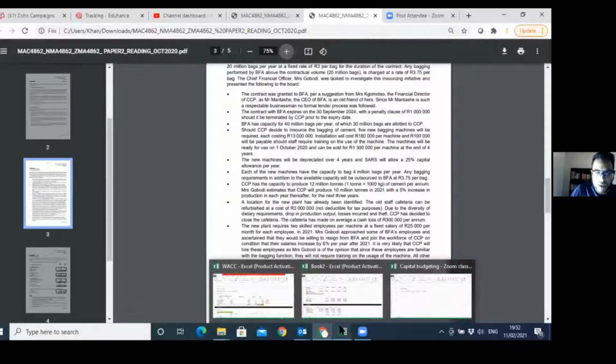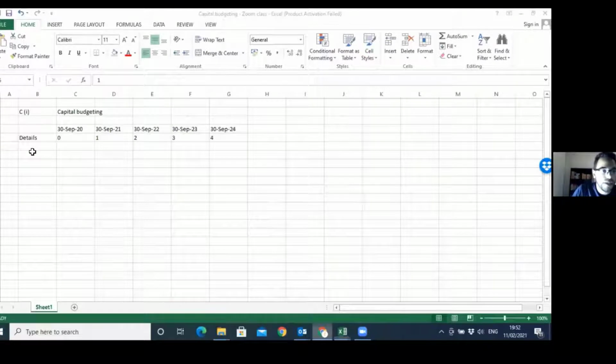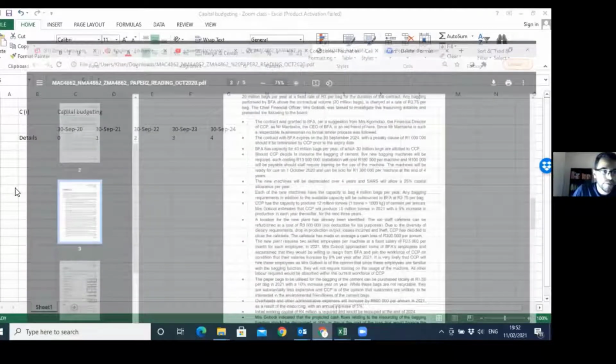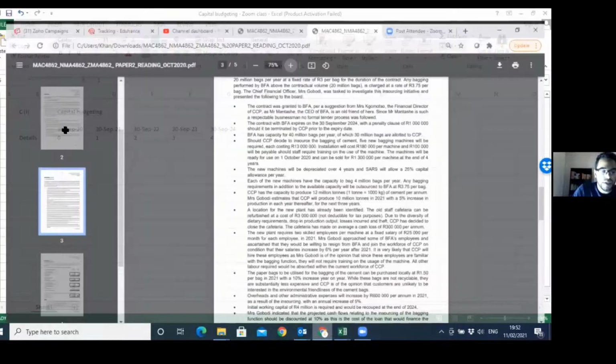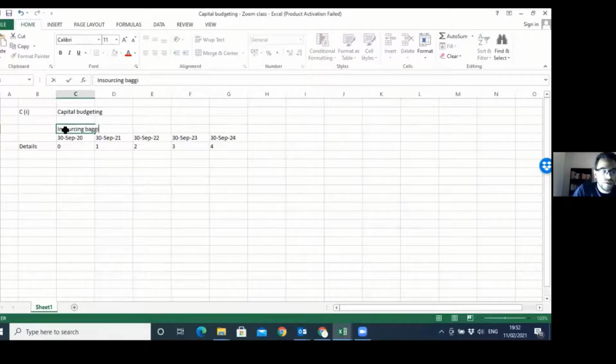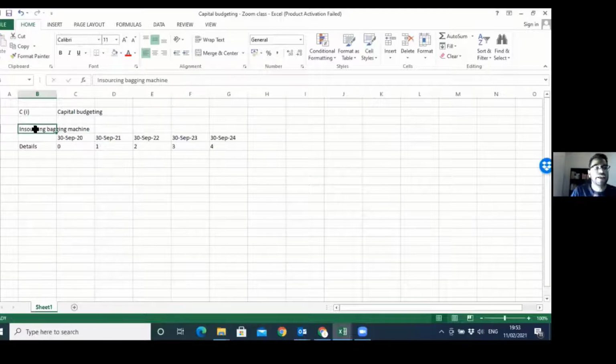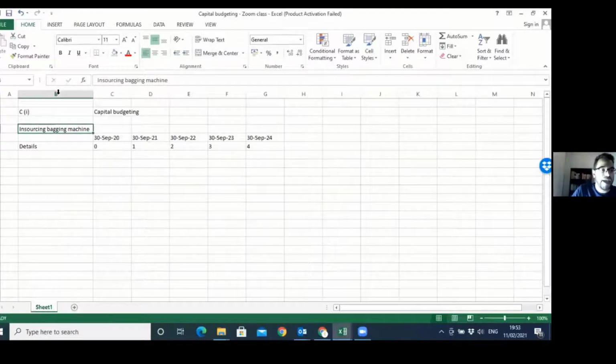So remember, I'm going to make this clear. So the decision over here is we're assuming we are insourcing. Okay, so that is what this decision is about. Insourcing the bagging machines. So we're assuming that we are insourcing the bagging machines. So we take into account all costs and all revenue as a result of insourcing the bagging machine. So when you do this question, you tell yourself, we are insourcing bagging machines. So what costs and what revenues are we earning and incurring?